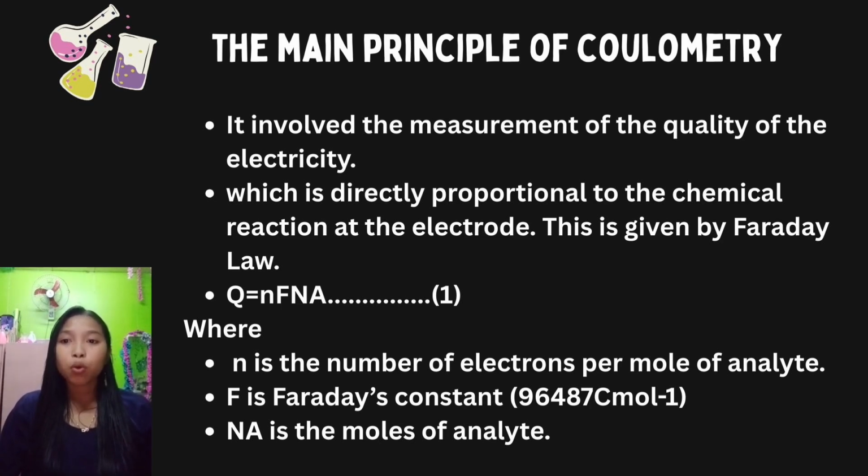F denotes Faraday's constant, which is approximately 96,487 coulombs per mole. And n_a represents the number of moles of the analyte. So in essence, colorimetry uses the precise measurement of electricity to determine the amount of analyte present, relying on the fundamental relationship between electrical charge and the chemical changes at the electrode surface.